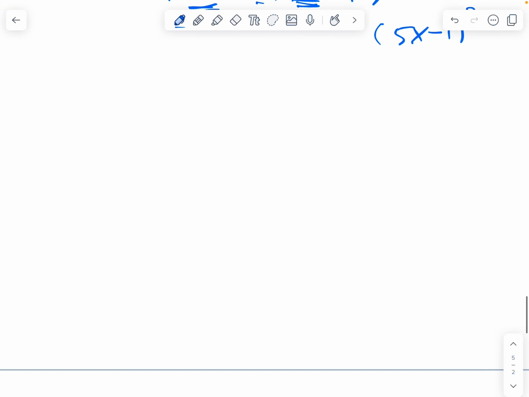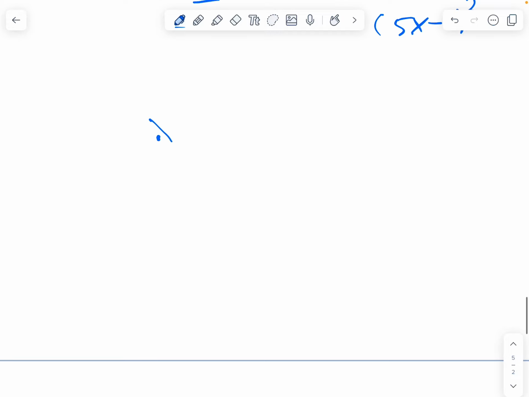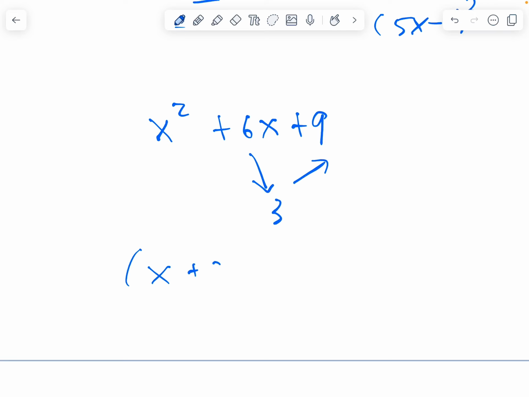So as an example of this, let's say you see x squared plus 6x plus 9. Half of 6 is 3, 3 squared is 9, and so this is a perfect square. You can write that as x plus 3, x plus 3.